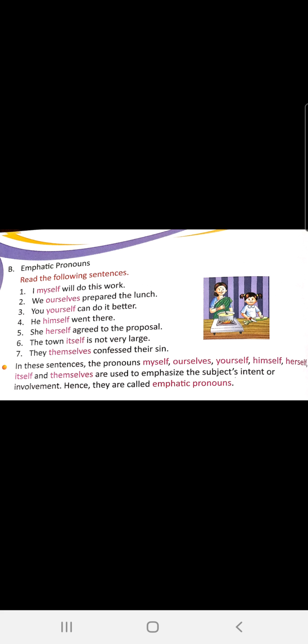You yourself can do it better. He himself went there. She herself agreed to the proposal. The town itself is not very large. They themselves confessed their sin. Children, in these sentences, the pronouns myself, ourselves, yourself, himself, herself, itself, and themselves are used to emphasize the subject's intent or the subject's involvement. Basically, these pronouns are emphasizing on the subject. Hence, they are called emphatic pronouns. Emphatic emphasizes. Alright, remember it like this.